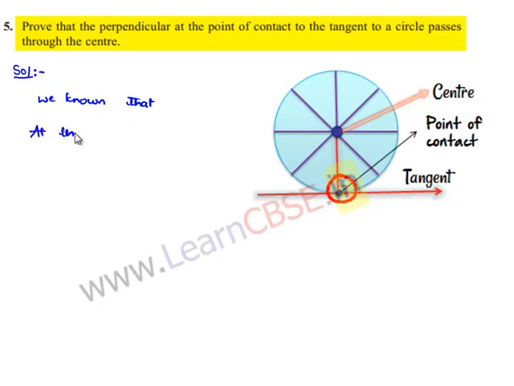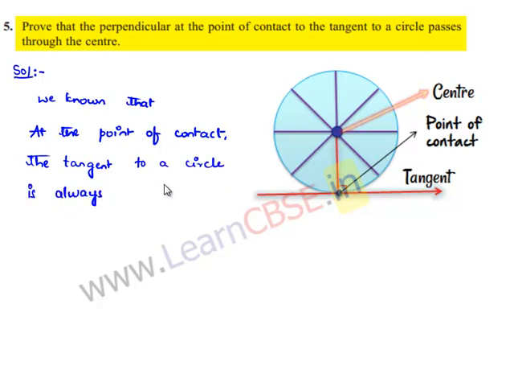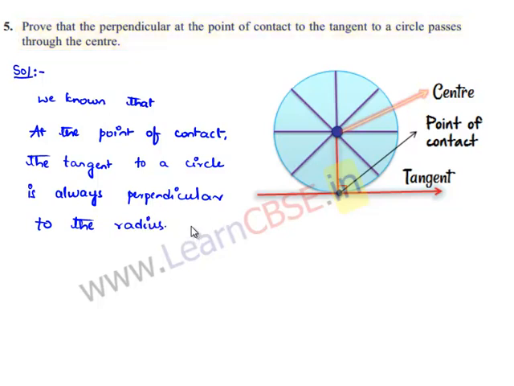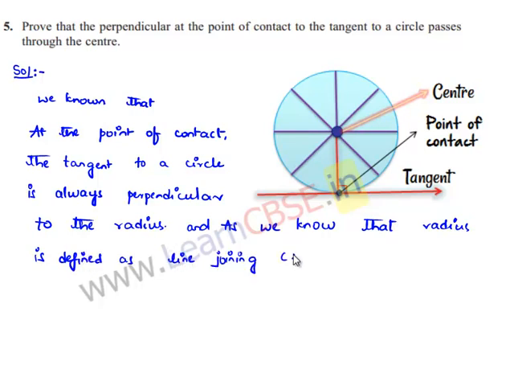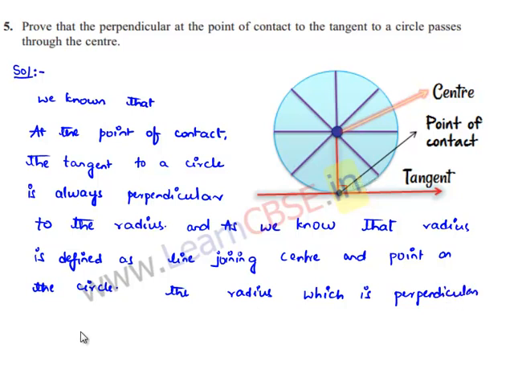We know that at the point of contact, the tangent to a circle is always perpendicular to the radius, and as we know, the radius is defined as the line joining the center and a point on the circle. The radius which is perpendicular to the tangent at the point of contact passes through the center.